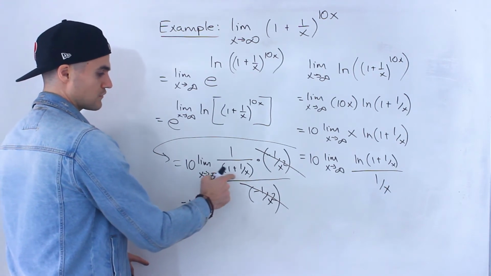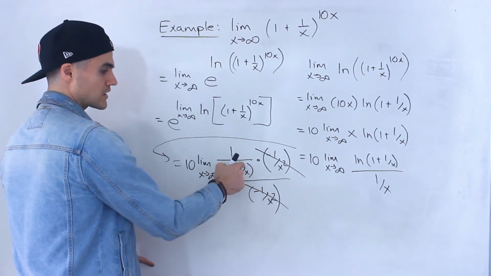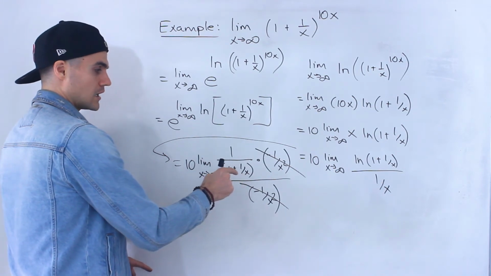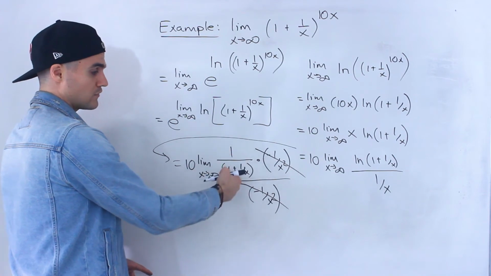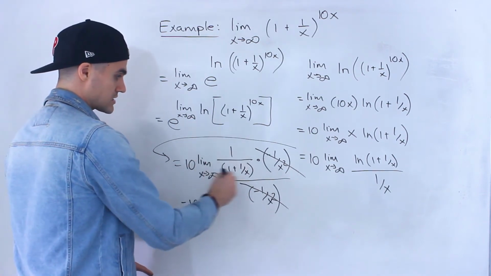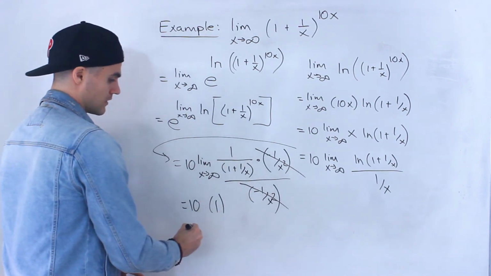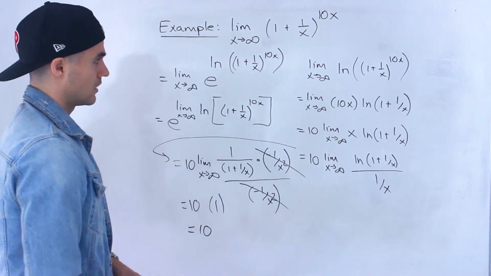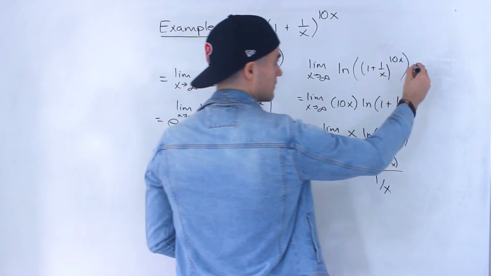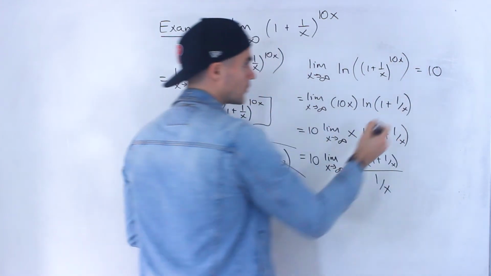And so now from here, we can do a direct substitution. Limit as x approaches infinity. If we plug in infinity for x, 1 over infinity is 0. 1 plus 0 is 1. 1 divided by 1 is 1. So this whole thing ends up being 1. And so this ends up being 10. Okay, so this limit here, the final result was 10.